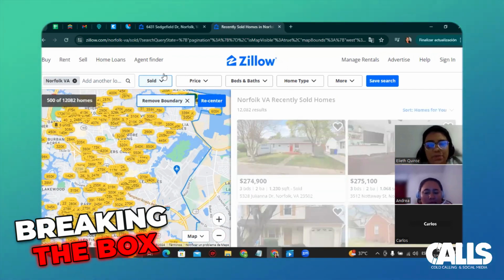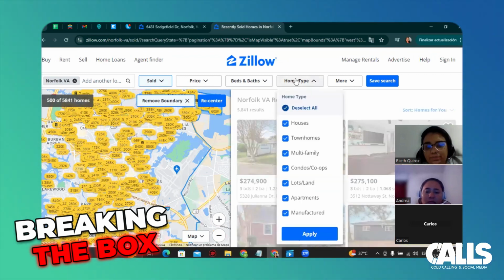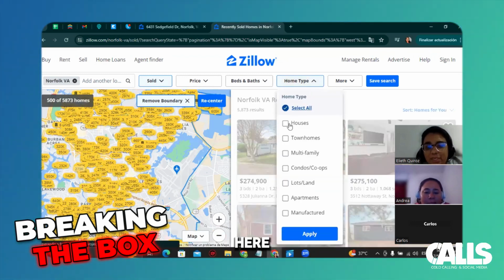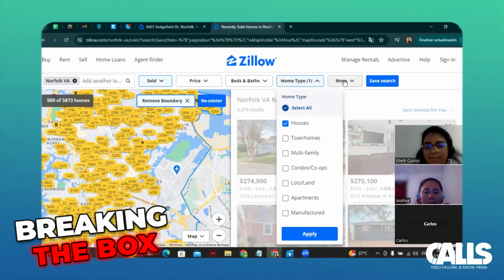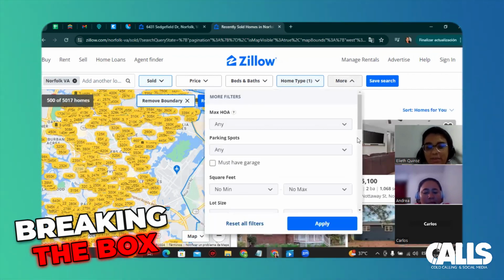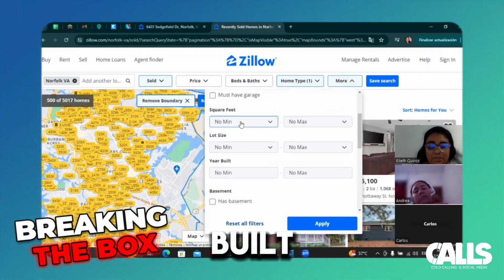I'm going to clean up a little bit here. What's really important here is it's not the bed, it's not the bath, it's the square footage and the year built.